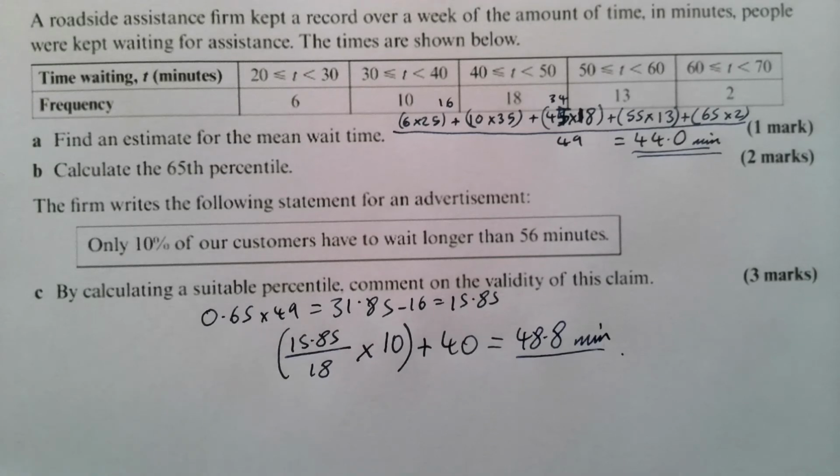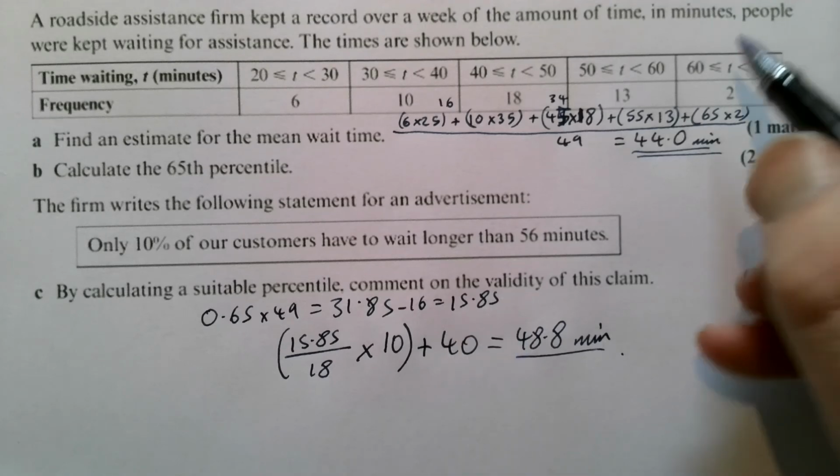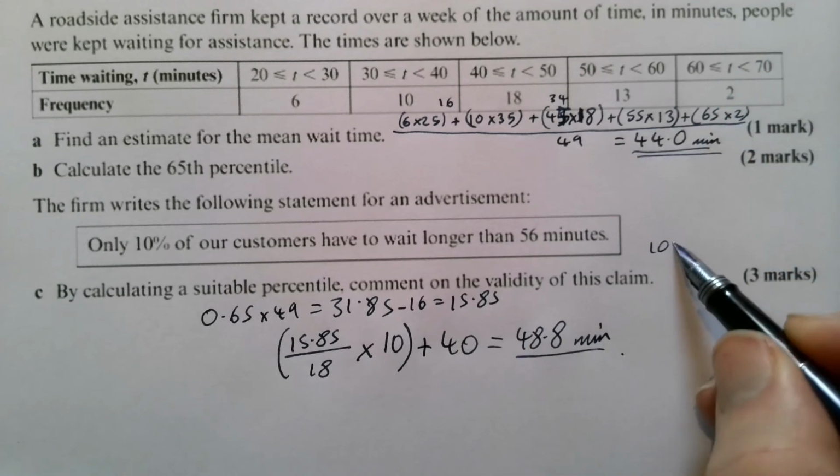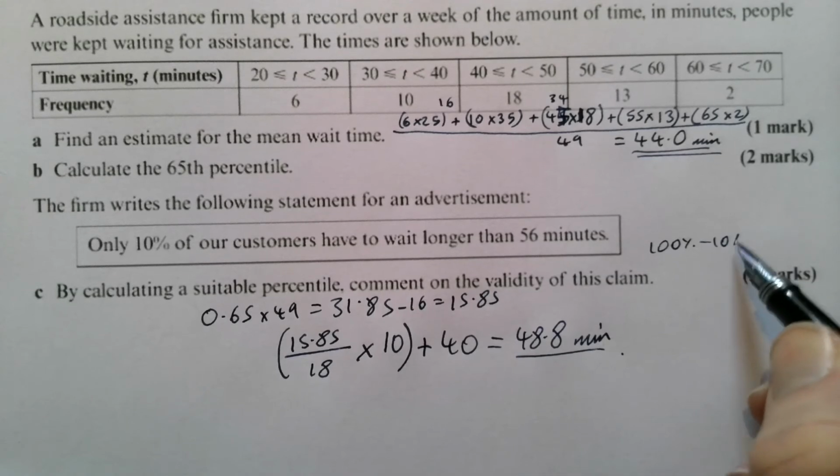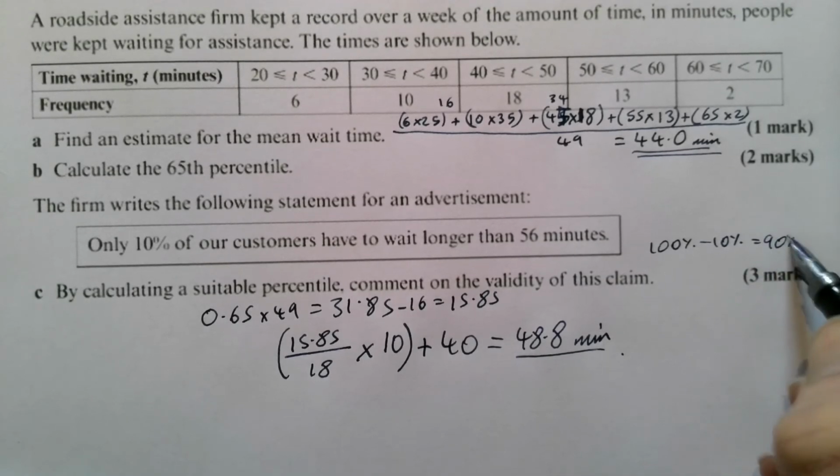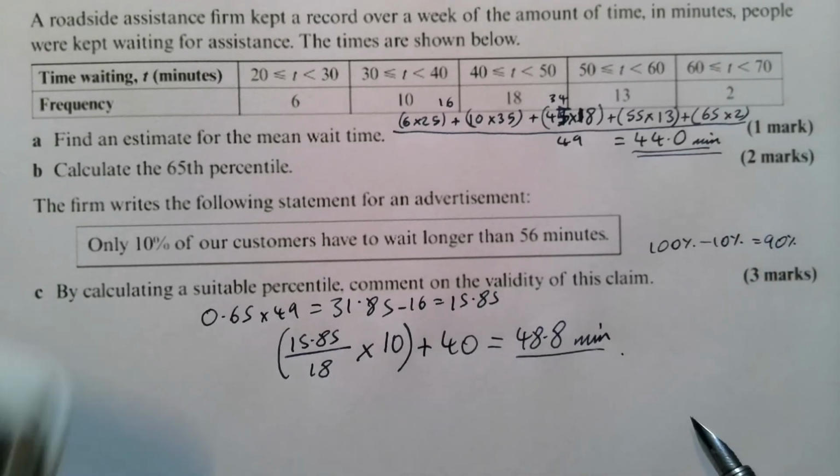And then the last part, once again, make sure you've had a go at it. The firm writes the following statement: only 10% of our customers have to wait longer than 56 minutes. So we need to know the 90th percentile, because 100% take 10% is 90%.